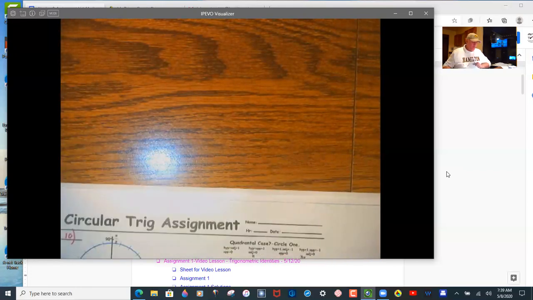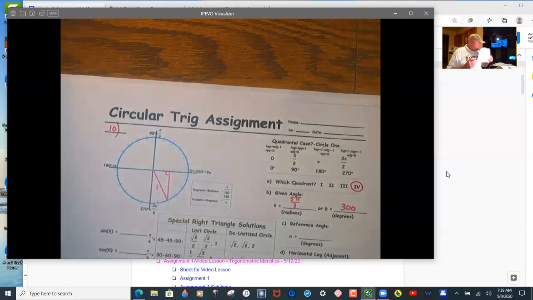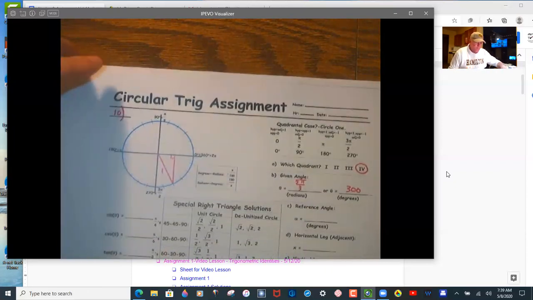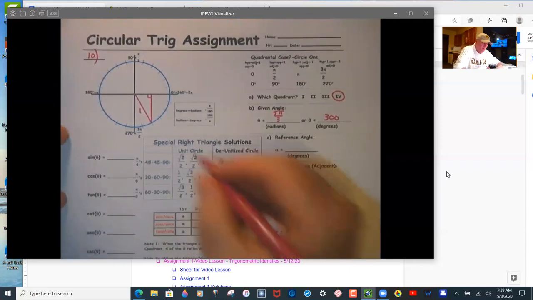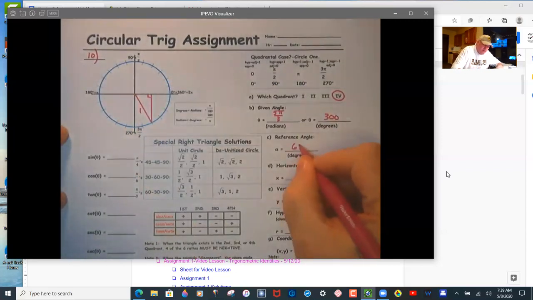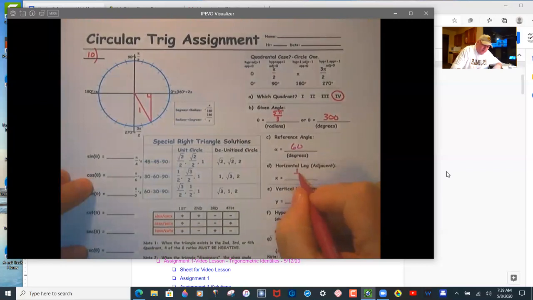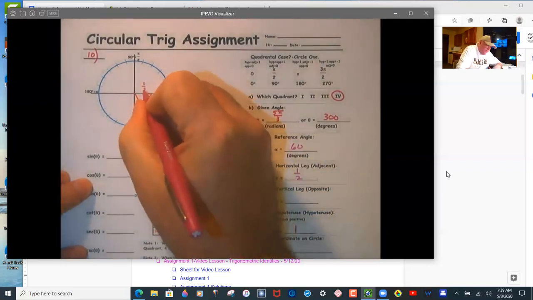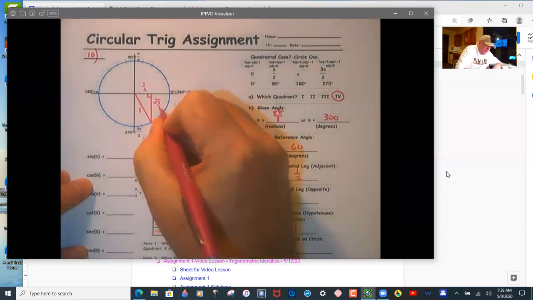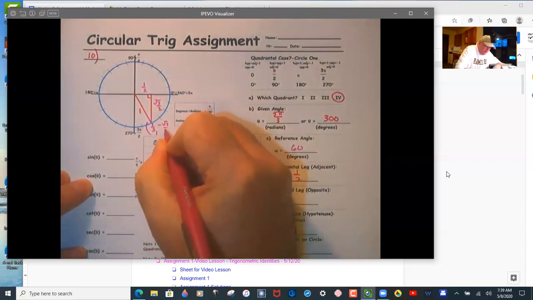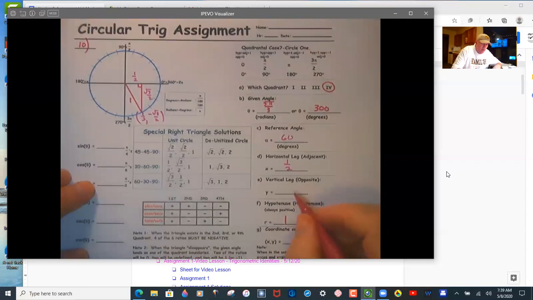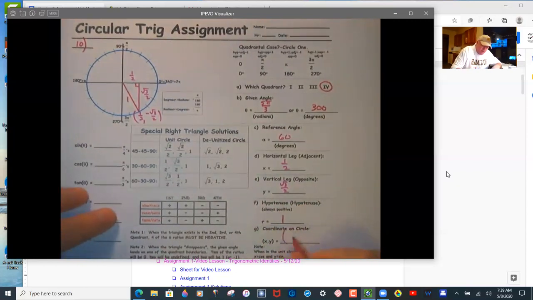Again, this is your assignment and your notes, so I'm on number 10 now. And all the same here as we go. So that reference angle is 60 degrees. The horizontal leg is 1/2, and this is square root of 3 over 2. Now you got to think like a coordinate, so 1/2, negative square root of 3 over 2. This is the vertical leg, square root of 3 over 2, and coordinate on the circle.